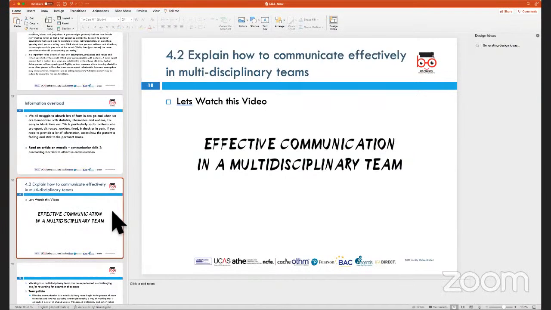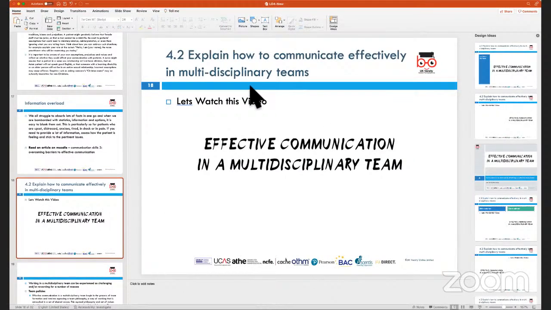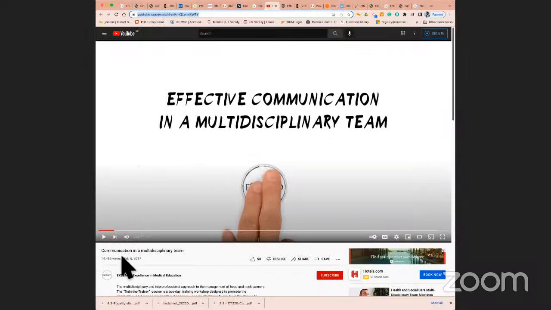Now, let's look at the second assessment criteria, which is to talk about how we communicate effectively in a multidisciplinary team. In order to put this in perspective, I've got a small video which I want you to watch, and then we'll have a small discussion on it to explain why effective communication is important within a multidisciplinary team. So let's listen to this video, which is about 2 odd minutes, and will give us a good perspective on why effective communication is important and how it happens within a multidisciplinary team.